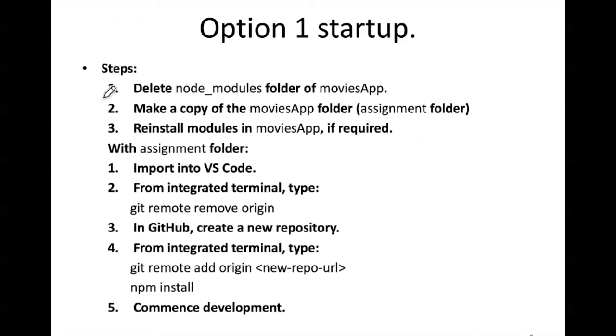So here's the steps that I think you should take. If we assume that the name of the folder on your desktop that you've been doing the lab work in is Movies app, just delete the node modules folder from your Movies app folder. Then just make a physical copy of the Movies app folder. Let's assume we call the copy assignment.